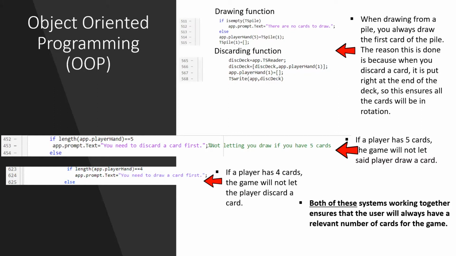And these 2 if statements right here just check if you have the right amount of cards to draw or discard. So if you have 4 cards, it won't let you discard a card, and if you have 5 cards, it won't let you draw a card. And both of these systems working together basically locks all the players between 4 and 5 cards.